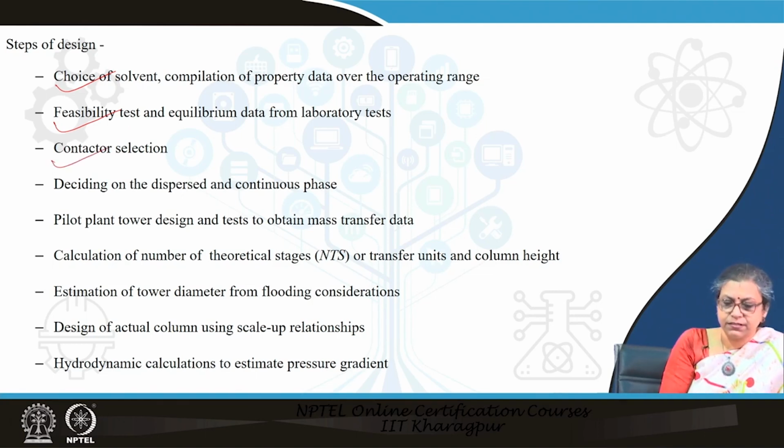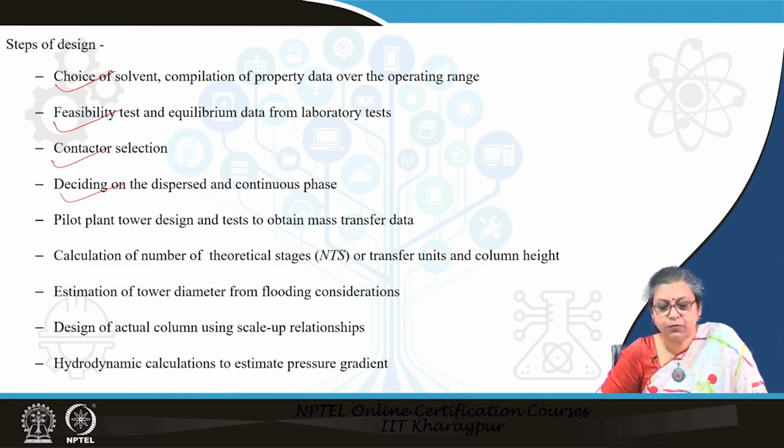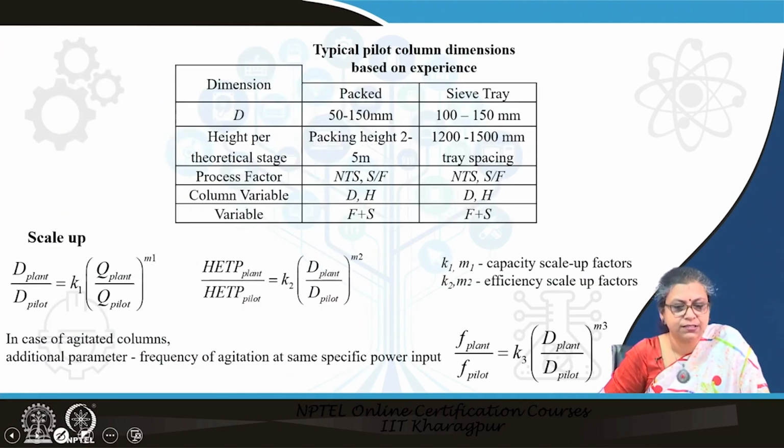After this, the next thing is the contactor selection, and then deciding on the dispersed and the continuous phase, which we have just done. Now, once the contactor is selected and you have decided on the dispersed and continuous phase, the next work will be, as I have told you, to generate pilot plant data, because from the pilot plant data we are going to obtain the mass transfer data, which will be used for the design of the actual column. Regarding these things, we are going to discuss in the next class.